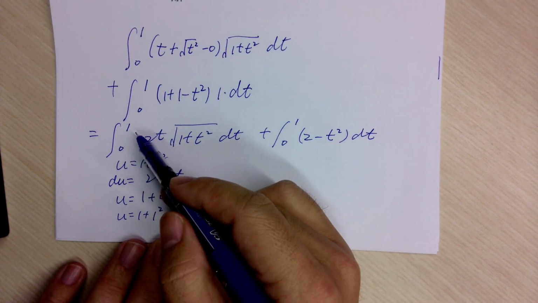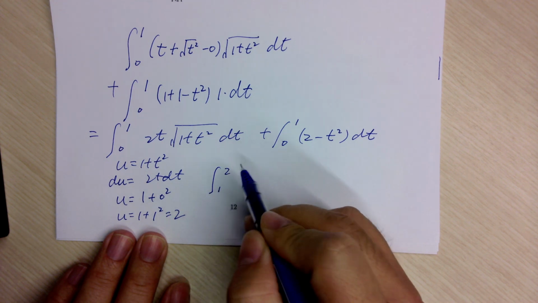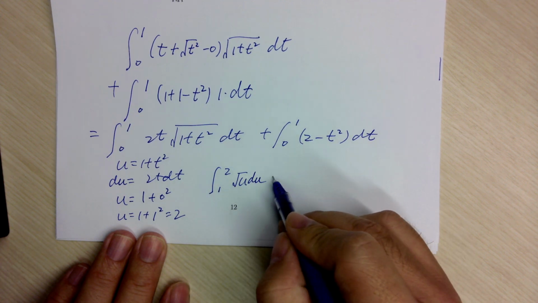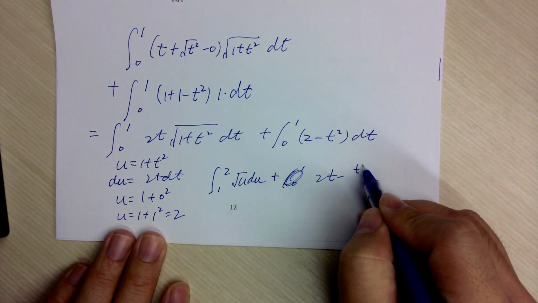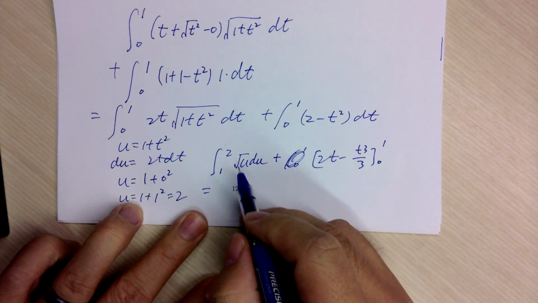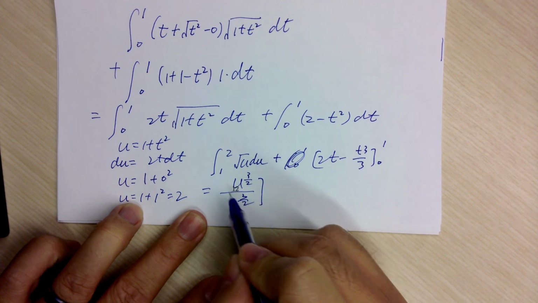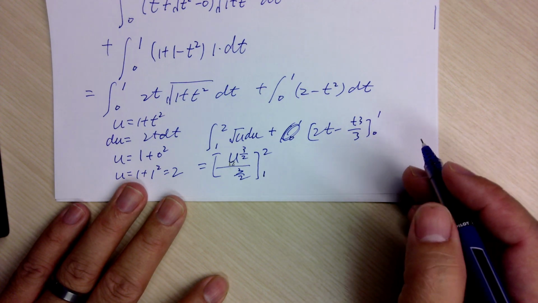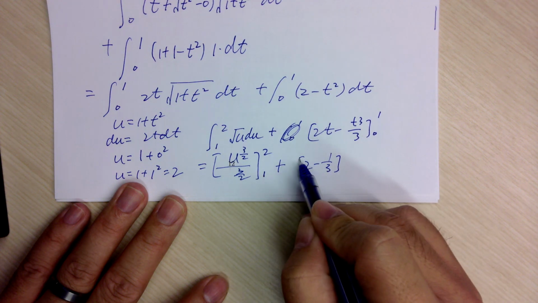So before it was 0 to 1, but after you do the substitution, it's going to be from 1 to 2. So this is square root of u du, and then plus here, this one you don't need to do anything, so it's just 2t minus t cubed over 3 from 0 to 1. So for here, it's going to become u to the 3 halves over 3 halves from 1 to 2, and then plus 2 minus a third.